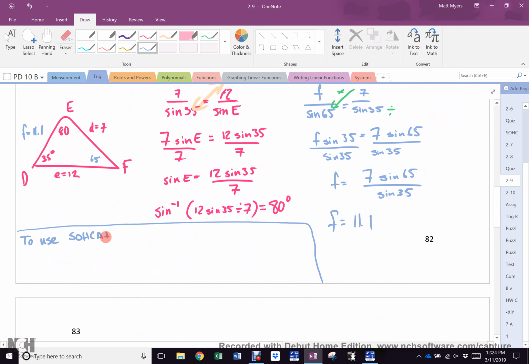Now, right down here, maybe you want to write in. To use SOHCAHTOA, what do I need? A side and an angle, or, that's the same thing. Two sides, right? So to use SOHCAHTOA, I need either A, two sides, or B, one angle and one side.